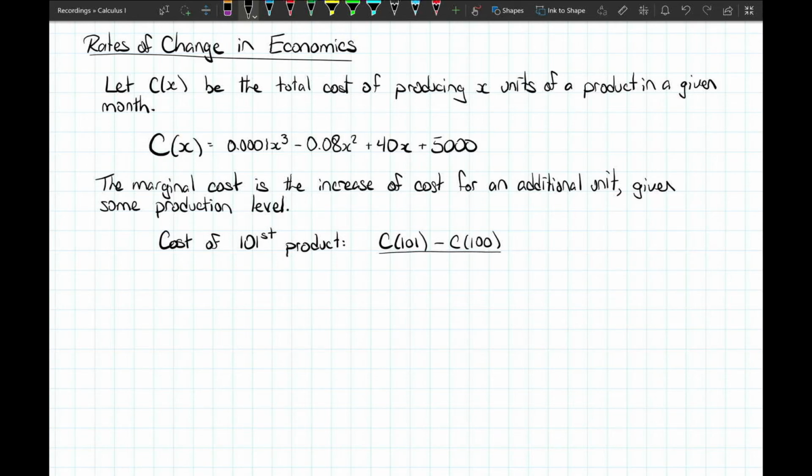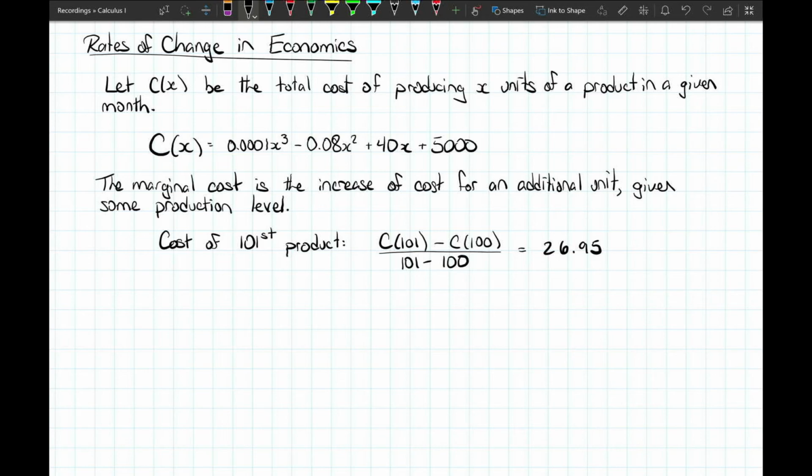We'll do that, and of course, the increase in production is only by 1 unit. 101 minus 100, well, this will give us the cost per unit. And this is going to be the cost of the 101st unit in particular. And this works out to be an increase in cost of $26.95. And we can do this over and over again.